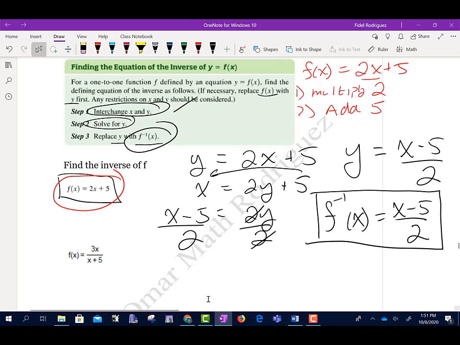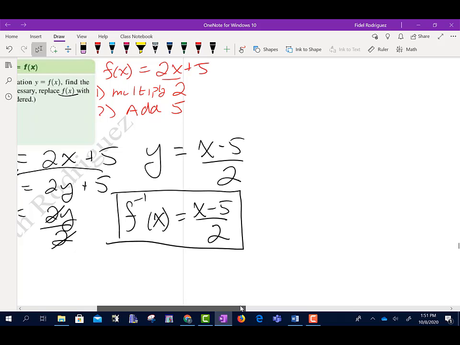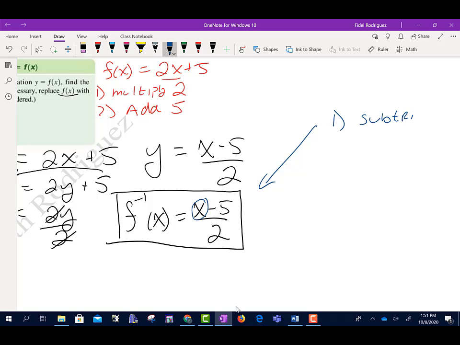What I mean by that is, let me move this over. If I ask you to plug in a number here, the first step is you're going to subtract 5. The second thing you're going to do is divide by 2, okay? So you're doing the opposite steps in the opposite order, okay?